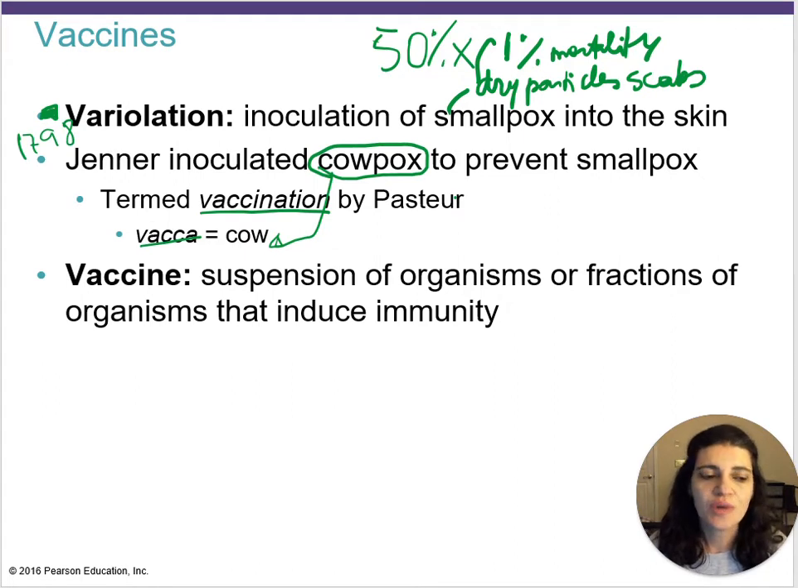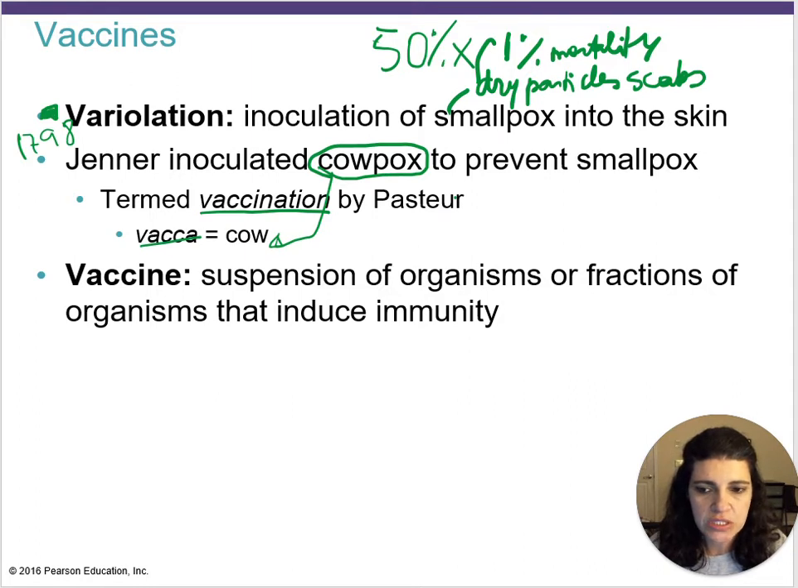Okay? So a vaccine is a suspension of organisms or fractions of organisms that induce immunity. Does any fraction of organism induce immunity? No. It needs to be a specific fraction that was studied and that showed to have an immune response from the host body against it. Okay? So this is very important.